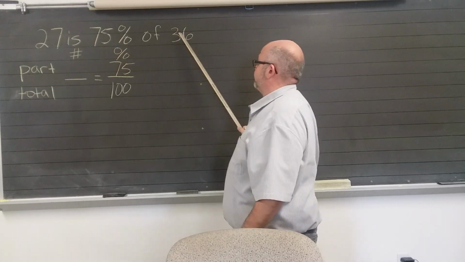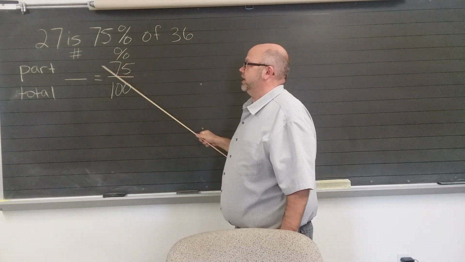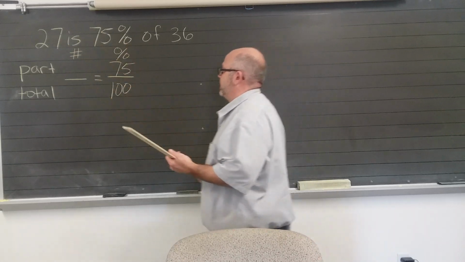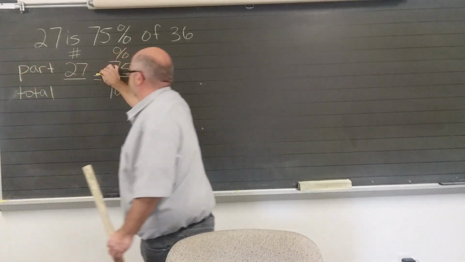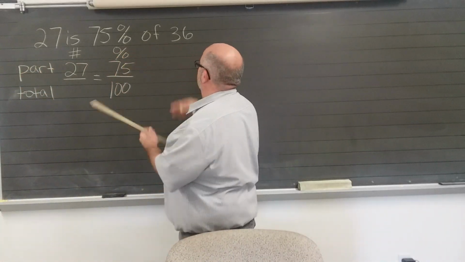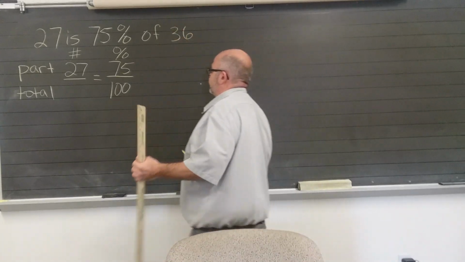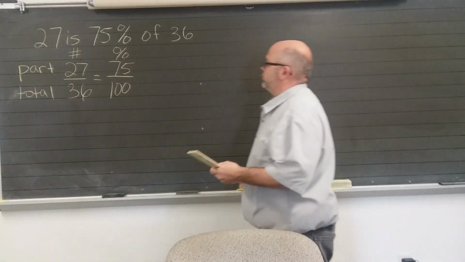Now, which of these numbers is represented by 75%? You simply look at the language. 27 is 75%. Across from 27 is 75% of the total. The total of the number is 36. Okay, and we've talked about that.